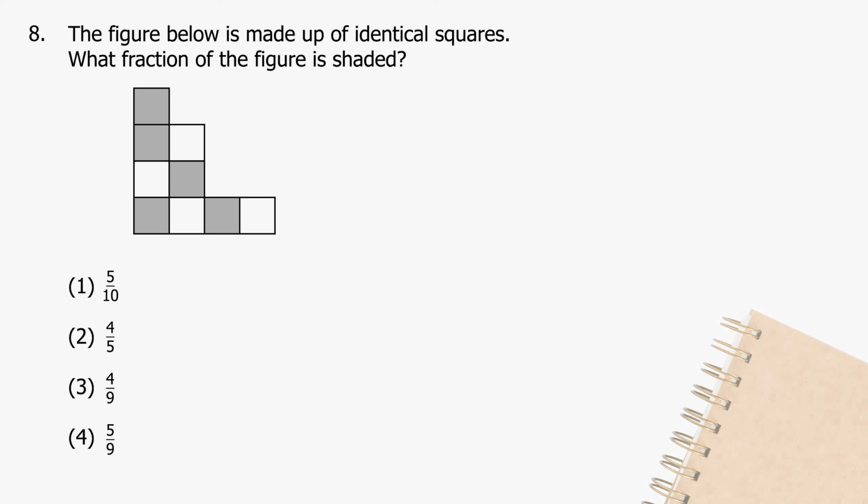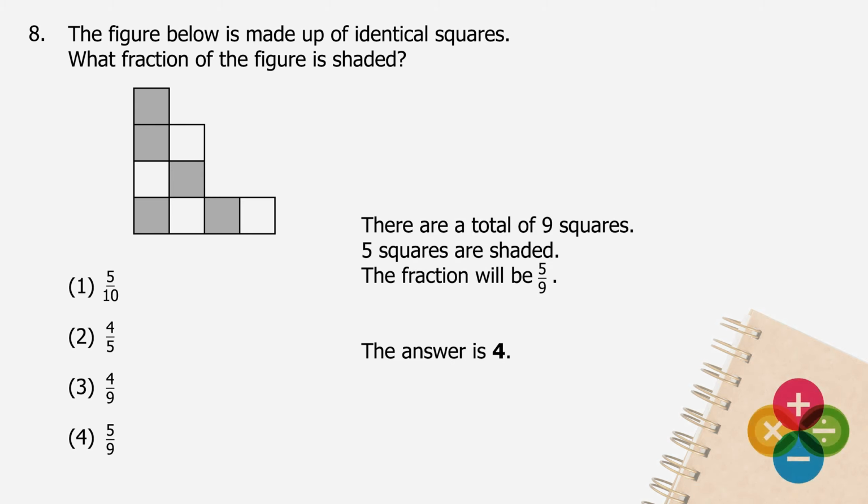Question 8. The figure below is made up of identical squares. What fraction of the figure is shaded? There are a total of 9 squares. 5 squares are shaded. The fraction will be 5/9. The answer is 4.